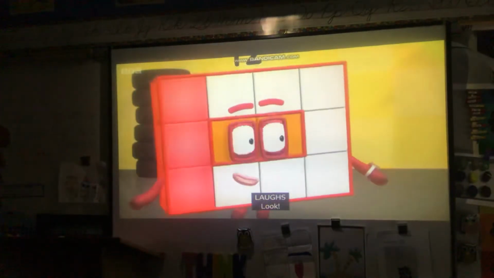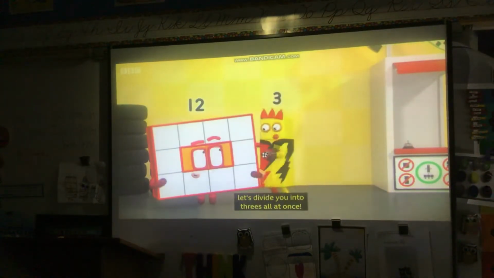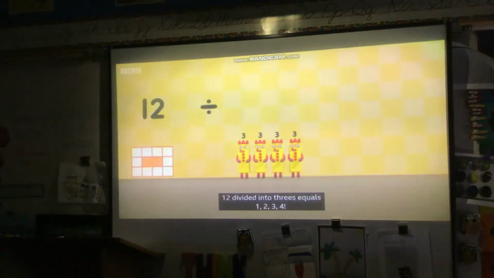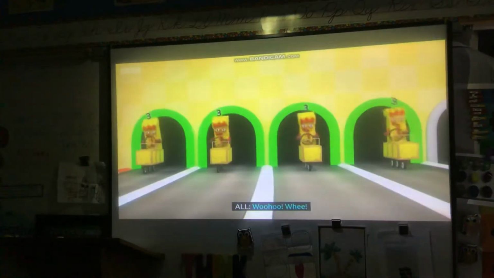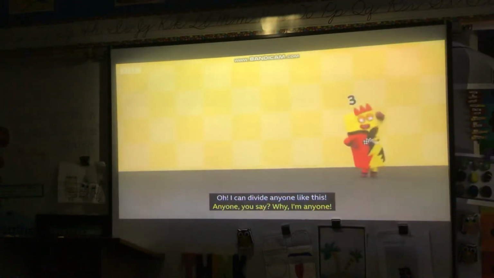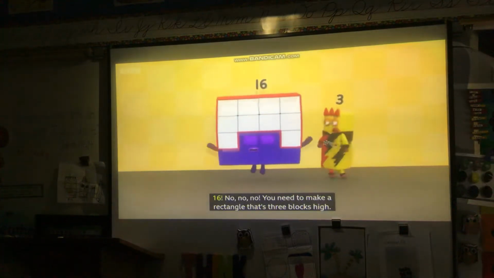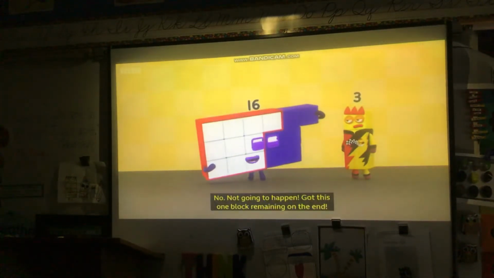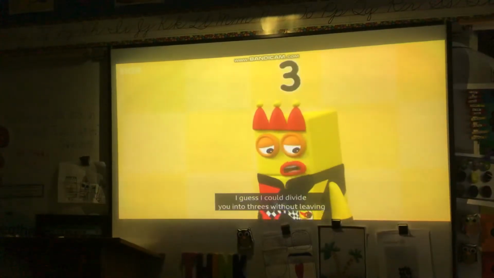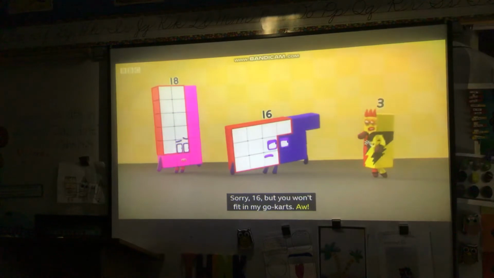Let's see. Look, can't you see? I'm keen to try something new. Instead of taking 3s away over and over, let's divide you into 3s all at once. 12 divided into 3s equals 1, 2, 3, 4. There are 4 3s in 12. Oh, I can divide anyone like this. Anyone, you say? Why, I'm anyone. Give me again. 16. No. You need to make a rectangle that's 3 blocks high, like 12 did. Nope, not gonna happen. Got this one block remaining on the end. I guess I can't divide you into threes without leaving some of your blocks behind. Sorry, 16, but you won't fit in my go-karts.